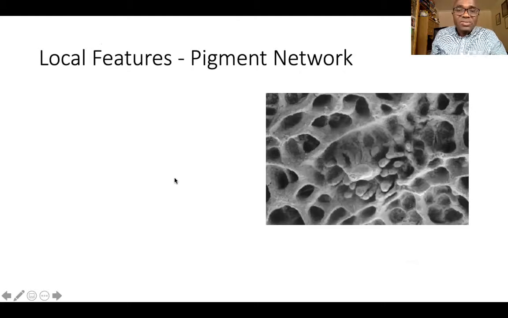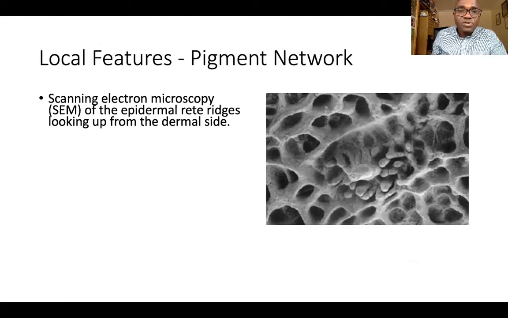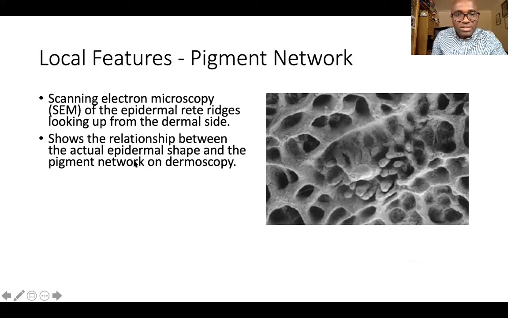When you're looking at a pigment network, this is a scanning electron microscopy image of the epidermal rete ridges, looking up from the dermal side of the skin. You're looking at the holes there, which should be regular in this lesion. It shows the relationship between the actual epidermal shape and the pigment network that you see on dermoscopy. So this is how it looks histologically, or with scanning electron microscopy from the underside.